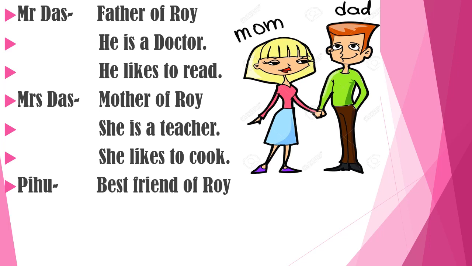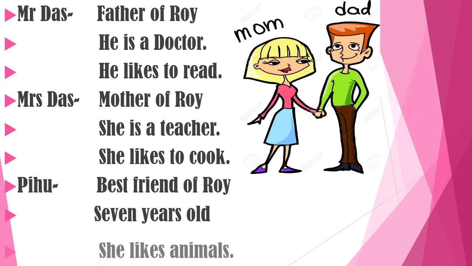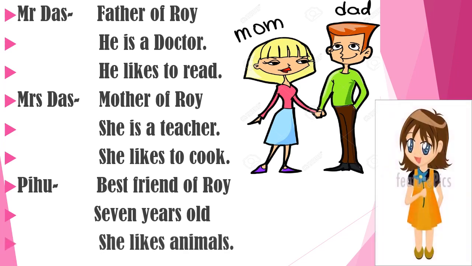Next one is Pihu. Who is Pihu? Pihu is the best friend of Roy. Pihu is Roy's best friend. She is 7 years old. She likes animals. So let's repeat again.